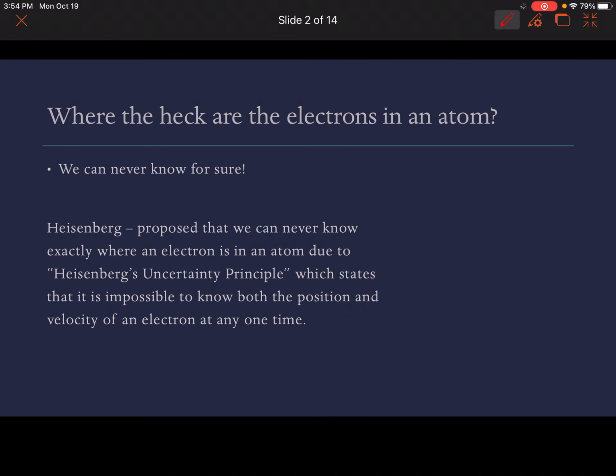So this is a scientist, Heisenberg, and he proposed that we can never know exactly where an electron is in an atom. That's because as soon as we shine a light on it to try and find it, we're providing energy to the system, and the electron is going to respond to that, leave its ground state and move to an excited state. Because of that, we are never going to fully know where an electron is. It's impossible for us to figure that out. We can get a good idea, we have a good guess, but we won't know for sure.